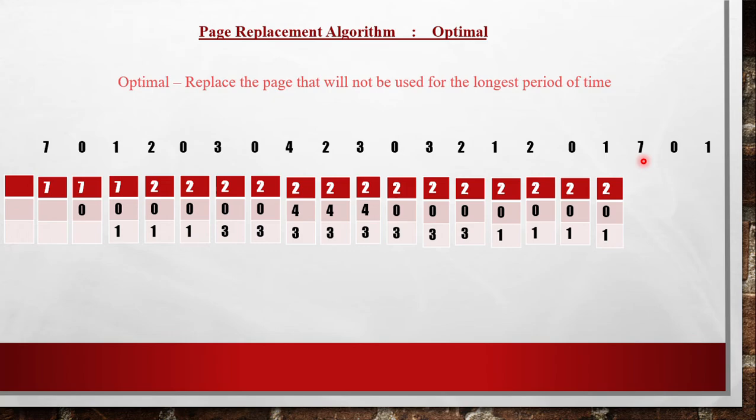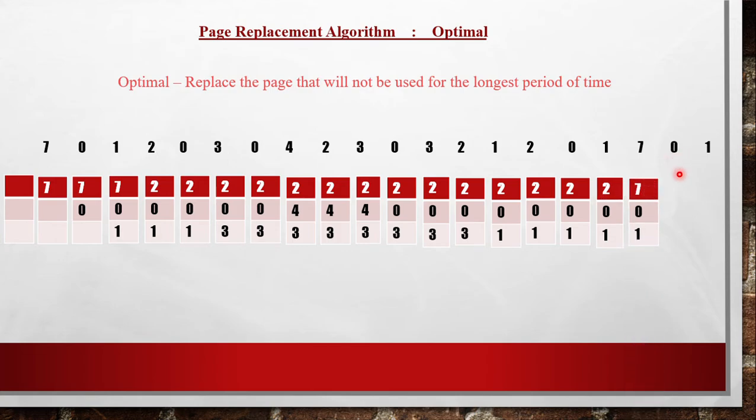But in the next case, we can see that the referenced page is 7, which is not present here. So this will be a page fault and one among them should be replaced. Which one will be replaced is clearly seen here. 0 and 1 are referenced in the near future, but 2 is not referenced in the near future. So 2 should be replaced by 7. 7 will take the place of 2.